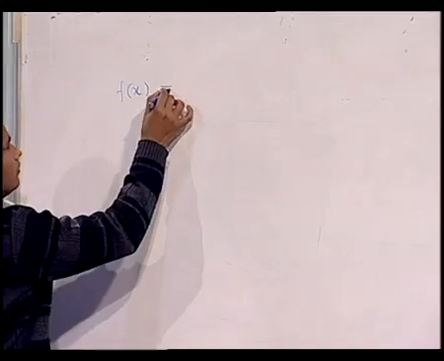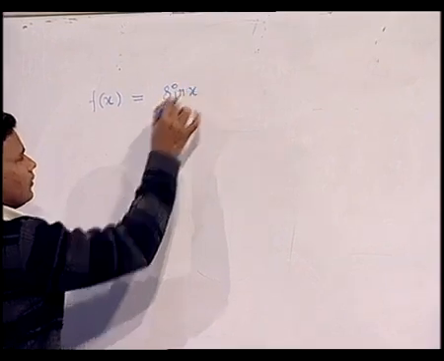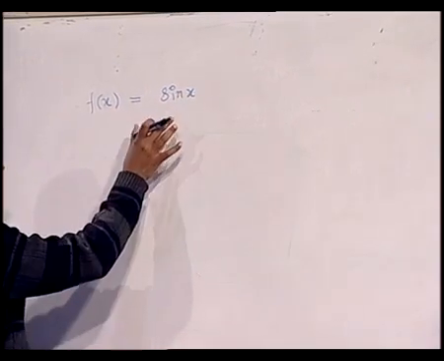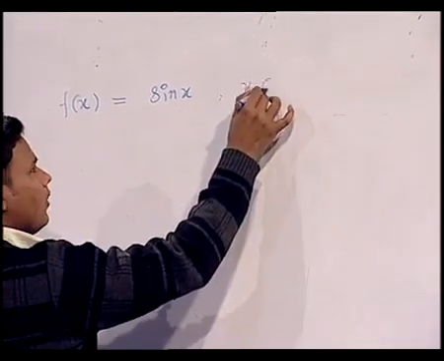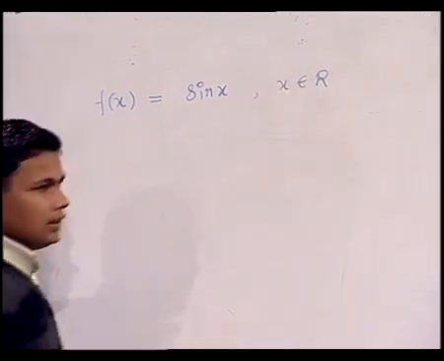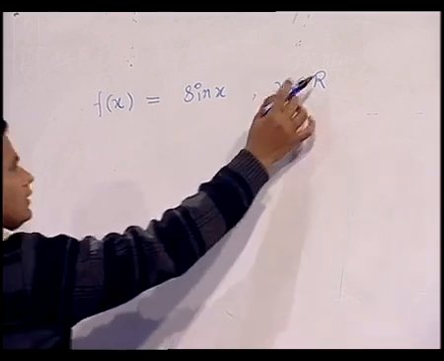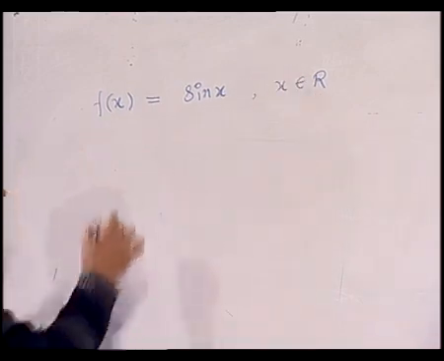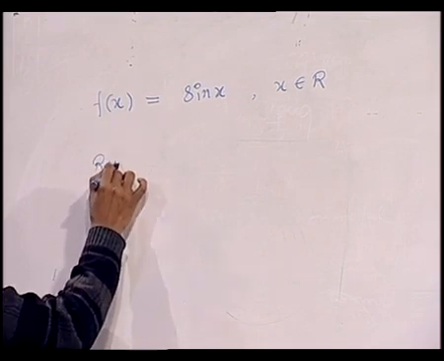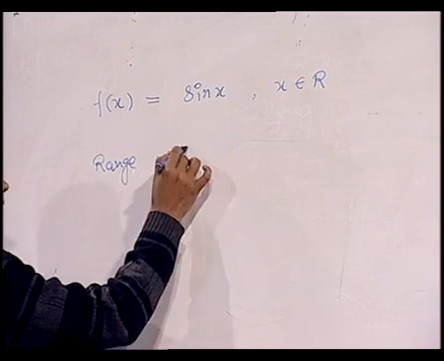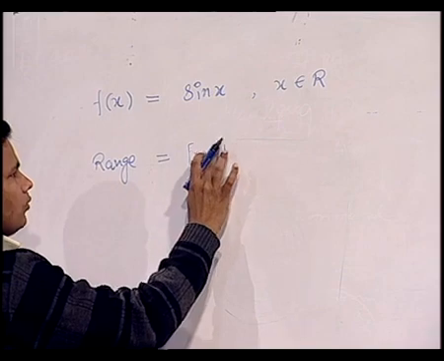f(x) equals sin x. This is a real valued function. Here x belongs to R. Its domain is the set of real numbers R and its range is the closed interval -1 to 1.